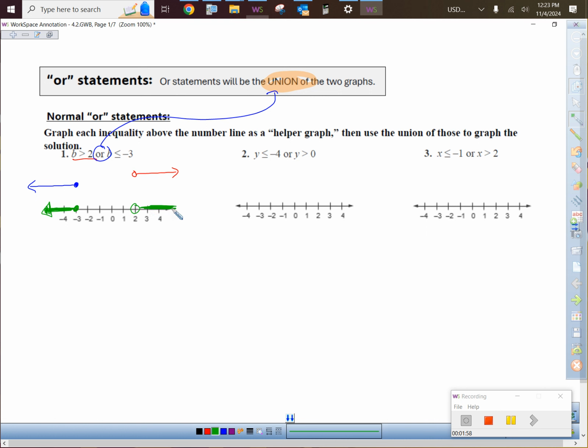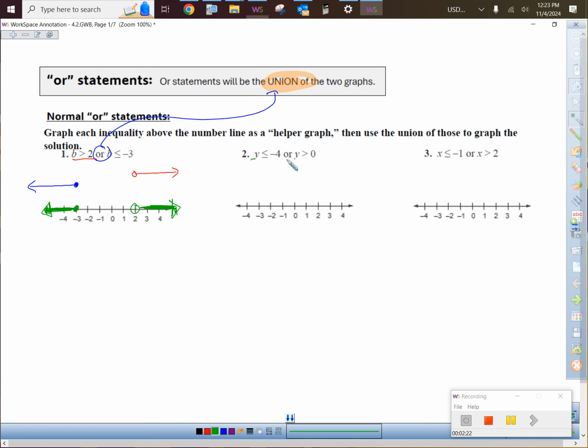So to win this prize, you had to pick a number that was less than or equal to negative 3 or bigger than 2. And would you believe that that green graph up there represents all possible answers that you could do? Anything that is less than or equal to negative 3 is on the green graph. Anything that is bigger than 2. Or means union.